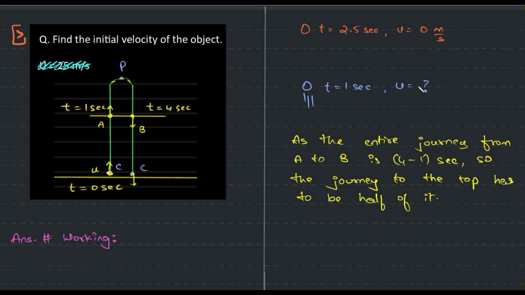So we will be able to figure out the initial velocity. We can use v is equal to u plus at. We know the final velocity is 0, u is unknown, acceleration is minus 10 because this is up and this is down, and the time is 1.5, that is 2.5 minus 1. So u is equal to 1.5 into 10, which is 15 meter per second. So this is going at 15 meter per second.